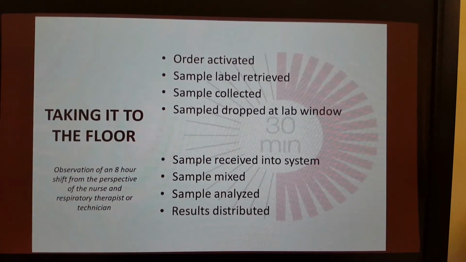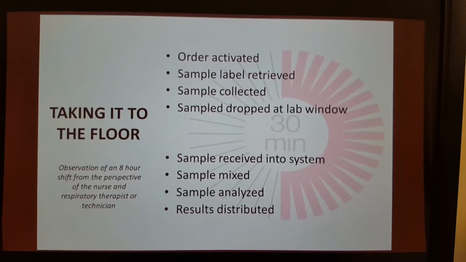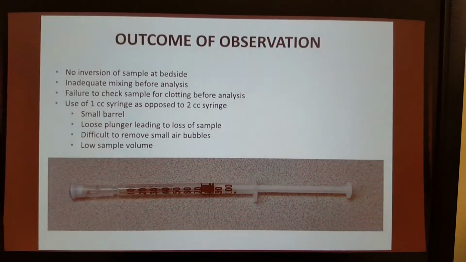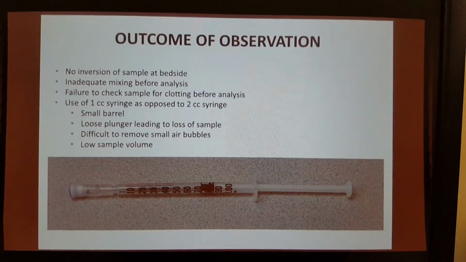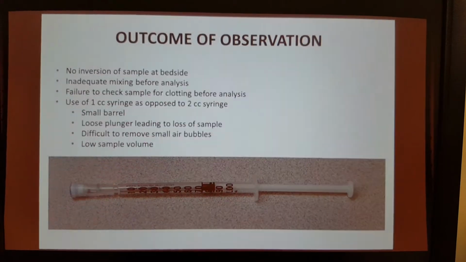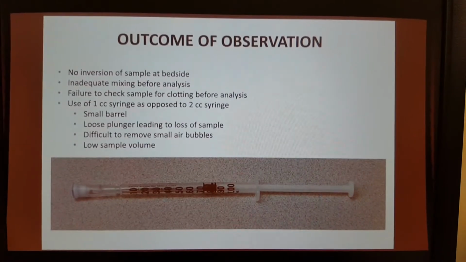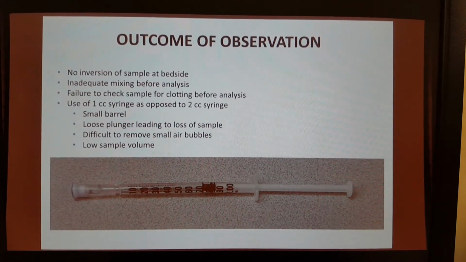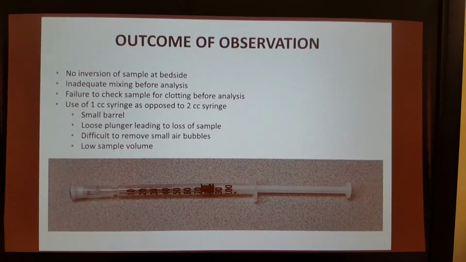Next, the sample is received into the system, mixed, analyzed, and the results are distributed. The outcome of this observation was that the sample was not being inverted at the bedside, there was inadequate mixing before analysis, there was a failure to check for clots before analyzing, and most importantly, the use of the 1 cc syringe on the unit as opposed to the 2 cc syringe, which we use on every other unit.